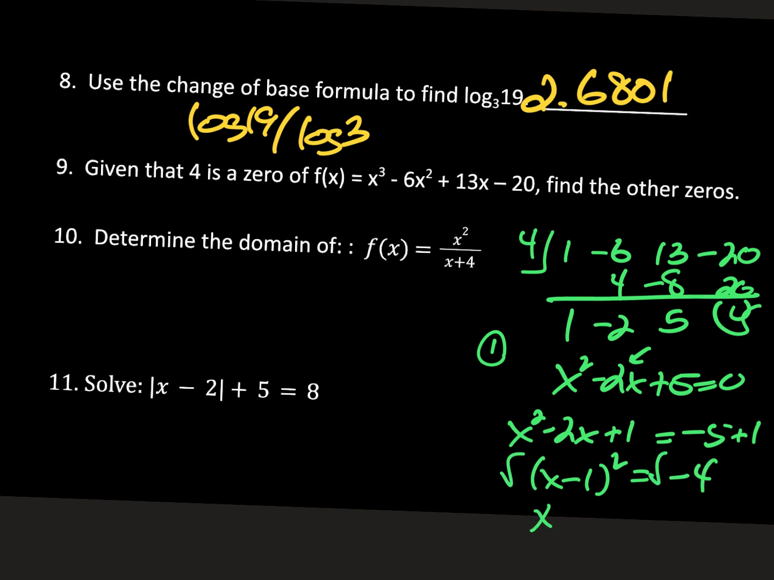Take the square root of both sides, getting x minus 1 is plus or minus 2i. And then move the 1 over. 1 plus or minus 2i, guys. Those are the other 2 zeros. Okay, so that's number 9.